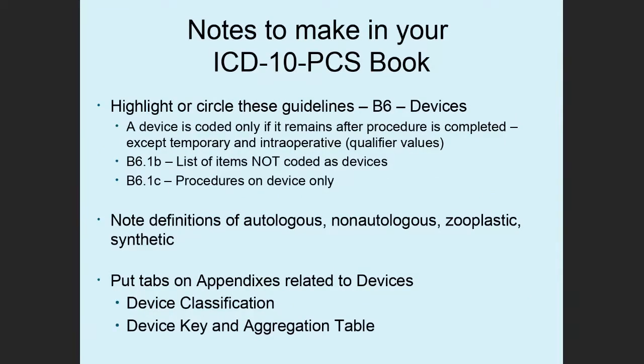There is no way we can remember all the guidelines in the PCS book. Here are some suggestions of things to write in your book to jog your memory. So go to the guidelines B6 and highlight or circle these. A device is coded only if it remains, with the exceptions. The list of items not coded as devices, that's in guideline B6.1b, and procedures on devices only, B6.1c. Those are the root operations that are used for procedures on devices. Note the definitions of autologous, non-autologous, zooplastic, and synthetic, and write those in your book somewhere that works best for you.